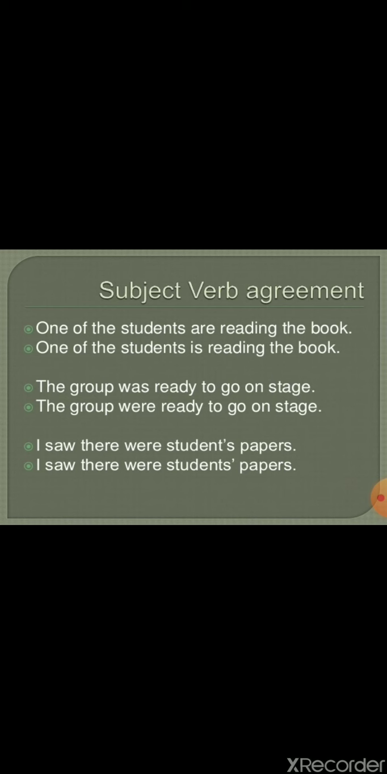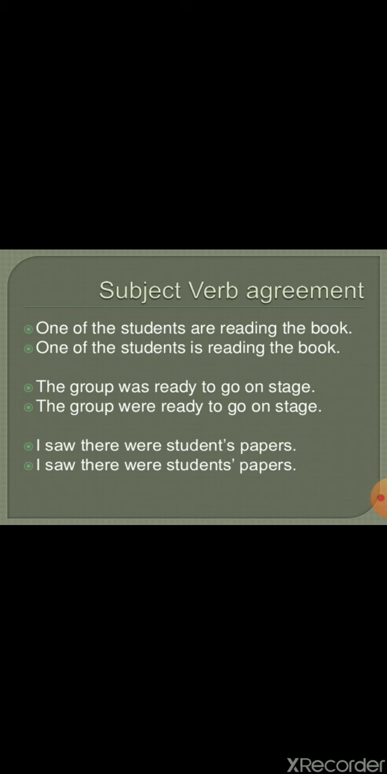Second sentence: The group was ready to go on stage. The group were ready to go on stage. I saw there were students' papers. I saw there were students' paper. In the second sentence, "the group" is a collective whole, so connecting it with the singular verb is the correct sentence.